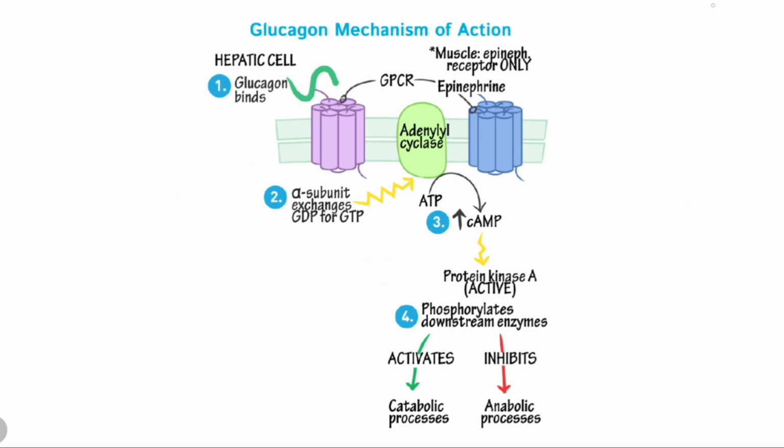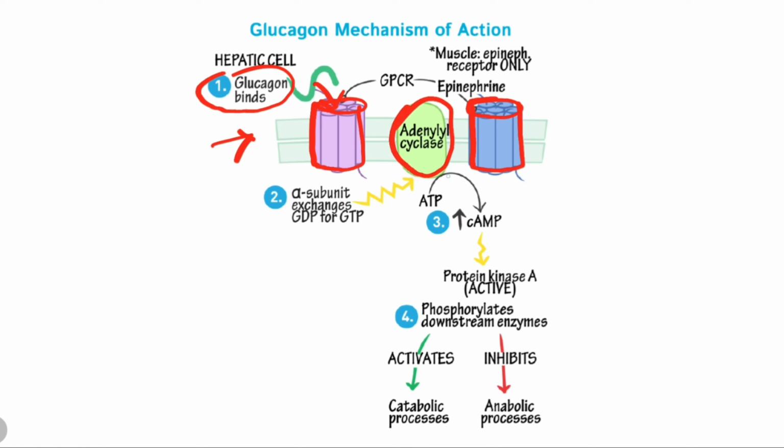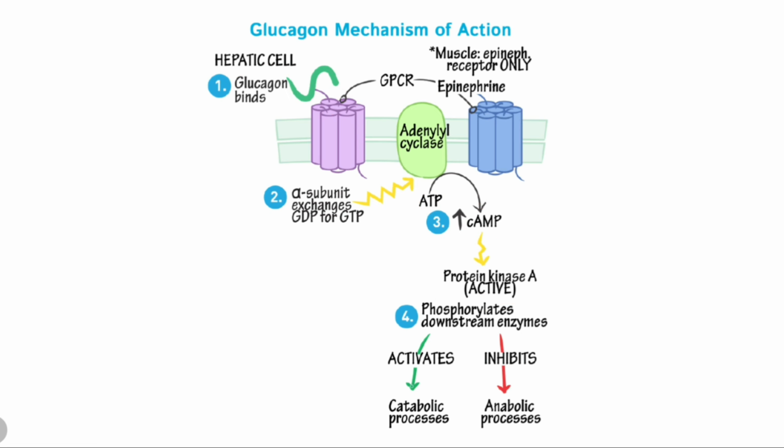In this picture we can see the mechanism of action of glucagon and epinephrine. This is the hepatic cell membrane, where we can see the glucagon receptor, which is a G protein coupled receptor, and also one receptor for epinephrine. Glucagon binds with the hepatic glucagon receptor, and this in turn activates adenylate cyclase. Adenylate cyclase converts ATP to cyclic AMP. Cyclic AMP in turn activates protein kinase A. This is the main molecule, protein kinase A, which phosphorylates the downstream enzymes.